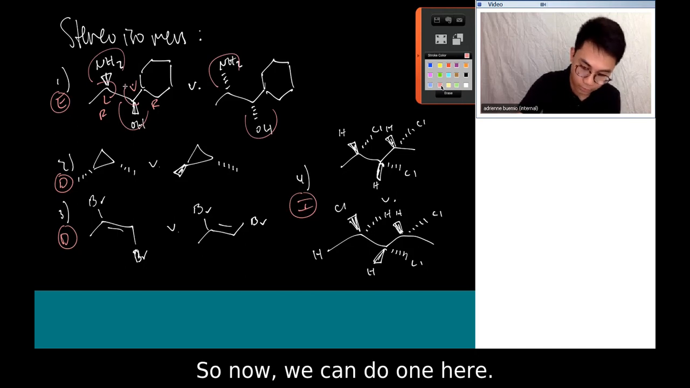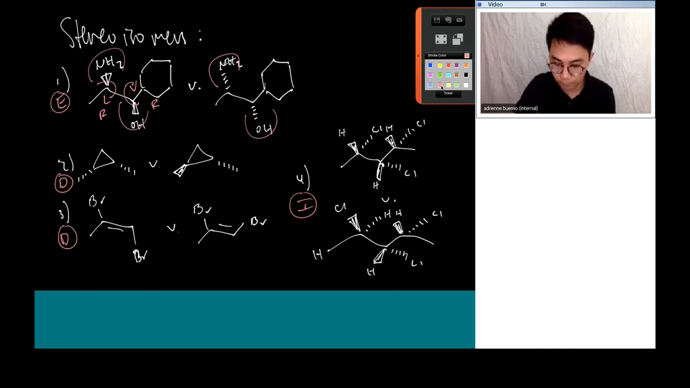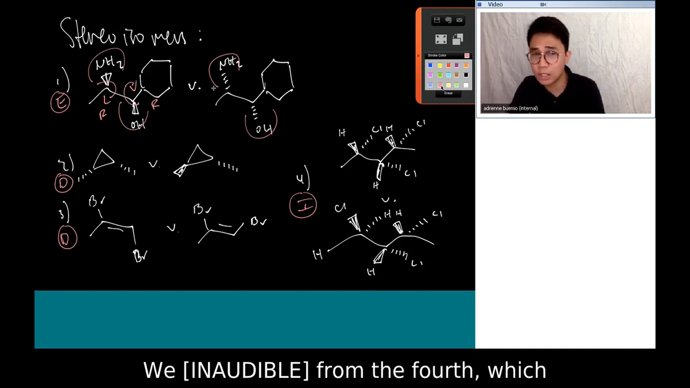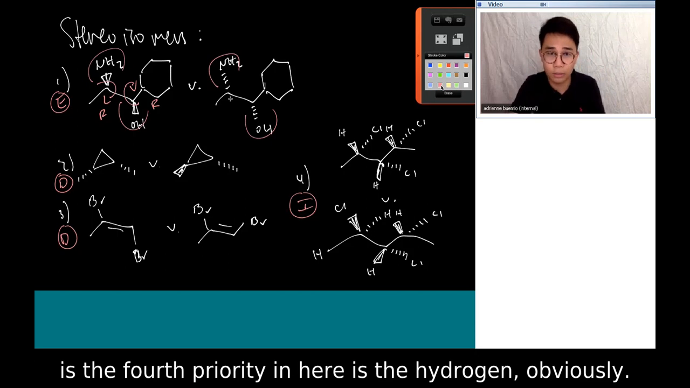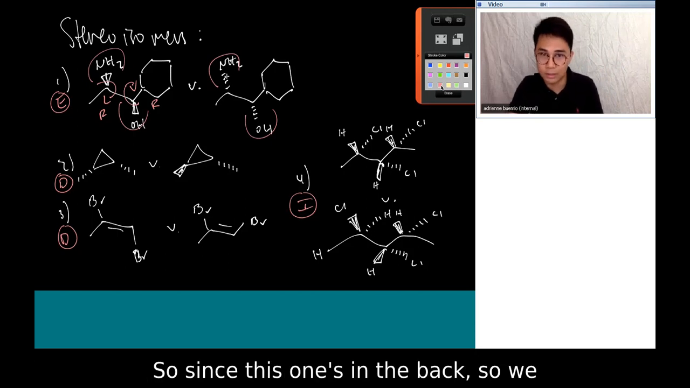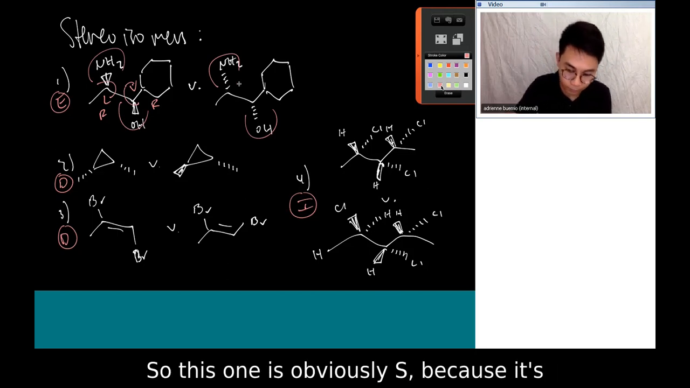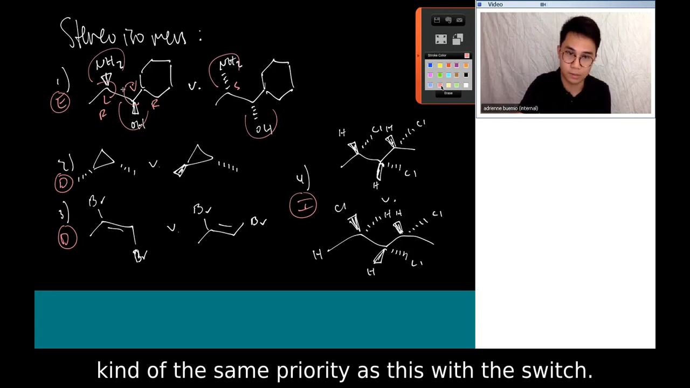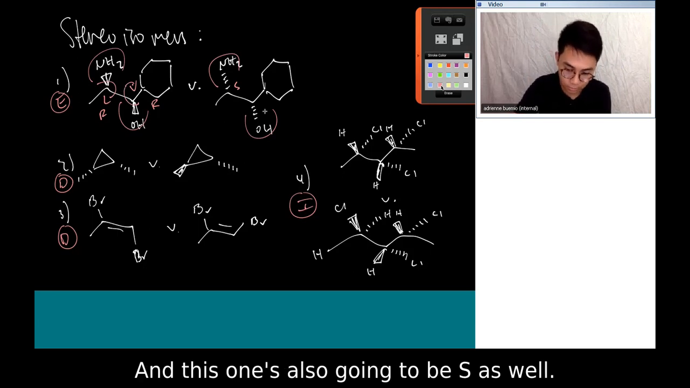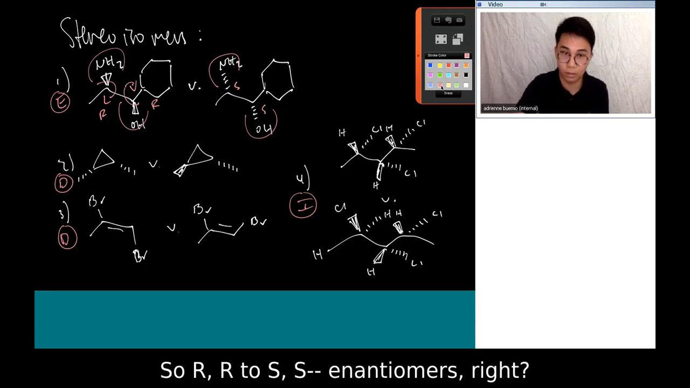So now we can do on here, since we're not showing the fourth, which is the fourth priority in here is the hydrogen, obviously. Since this one's in the back, we can assume that that one's in the front. So this one is obviously S because it's going to be the same priority as this, but just switched, and this one is also going to be S as well. So RR to SS, enantiomers, right?